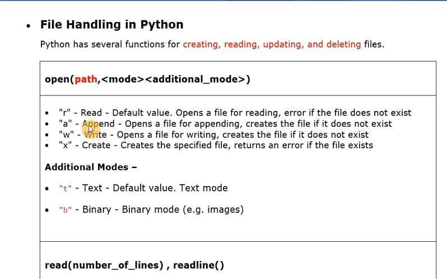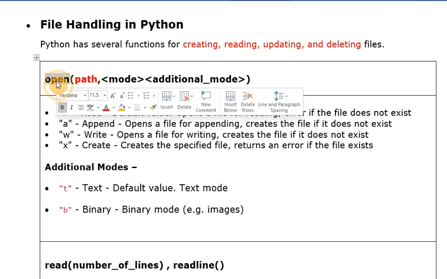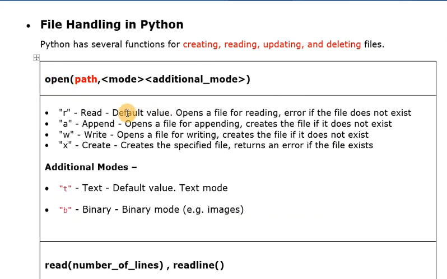To handle a file in Python, we need creating, reading, updating and deleting. These four operations we basically perform with respect to a particular file. To perform these operations there are predefined methods available in Python. Those methods start with the open method. The open method is used to open the particular file. There are different modes, and we will look at each and every mode one by one in a practical way.